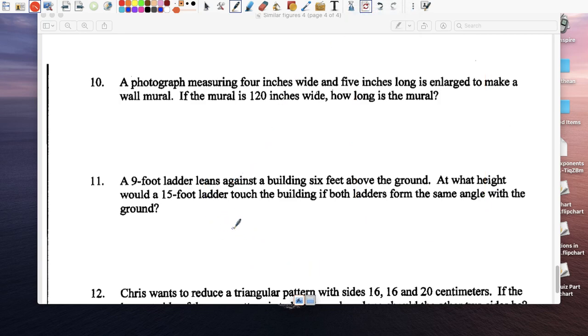9-foot ladder. Okay, so we have a building. Let me draw the building. So here's a building with doors and windows. A 9-foot ladder leans against the building, 6 feet above the ground. So there's a ladder, and this guy right here leans 6 feet. This is 6 feet.